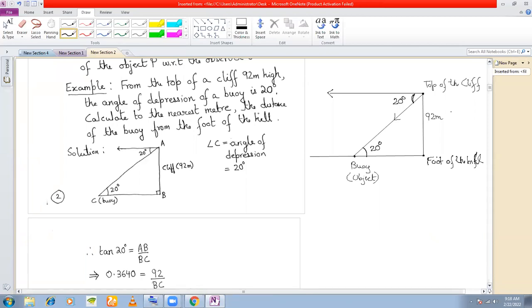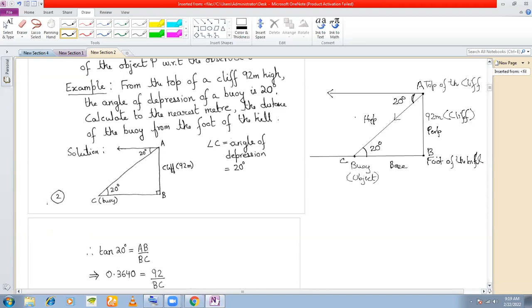Foot of the hill. And this is your cliff, right? Let us name these points now. Let us call this point C. Let us call this point B. And let us call this point A, right? So you have a right angle triangle, ABC. Because you know this angle, this becomes your perpendicular. This becomes your base. This becomes your hypotenuse.